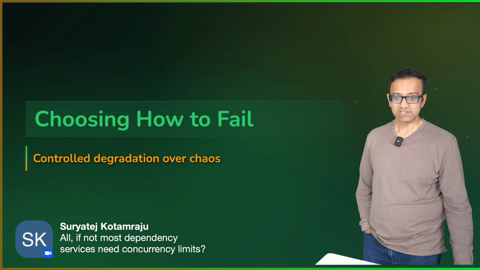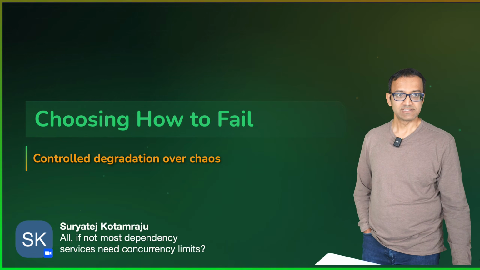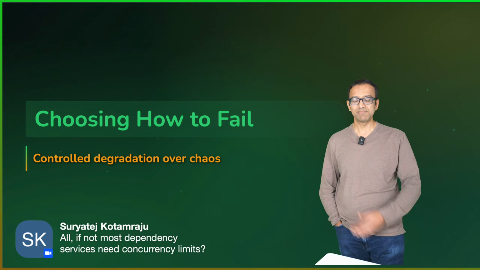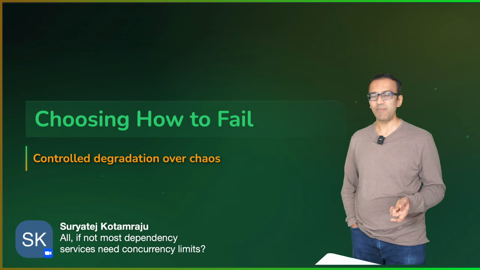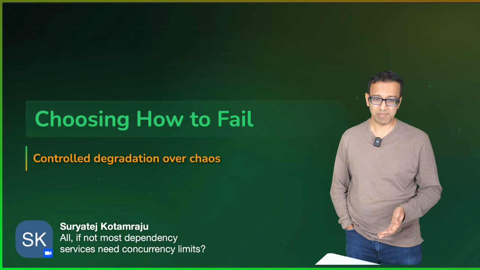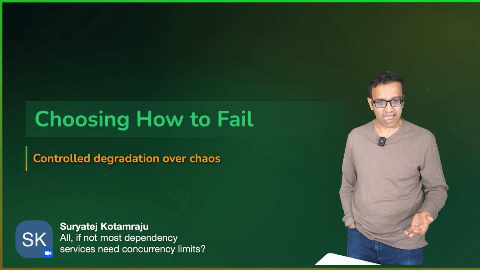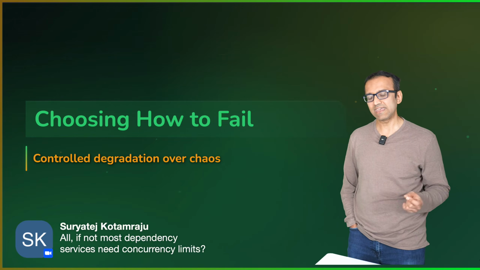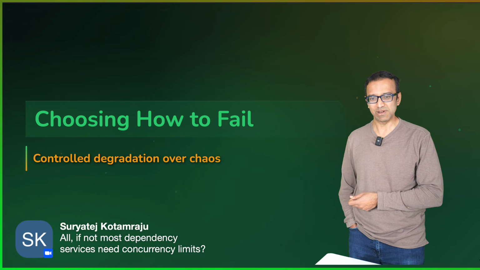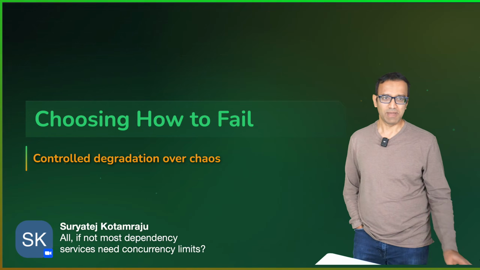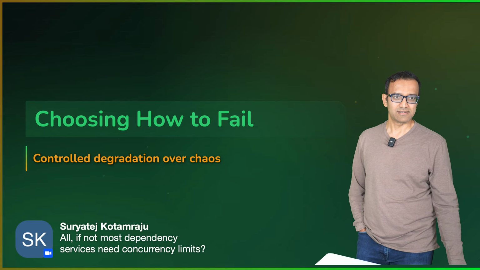All, if not most, dependency services need concurrency limits. Yes, I would say so. When you have a dependent service, this is the thing, right? There are a couple more patterns. There's the bulkhead pattern, there is the circuit breaker pattern. Those are things that you can add, and it kind of mitigates some of the concurrency limit needs, but it's a good thing to have, I would say, even with those patterns. There's a good implementation to have.